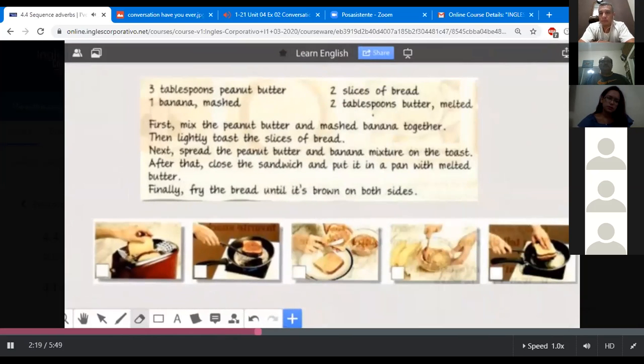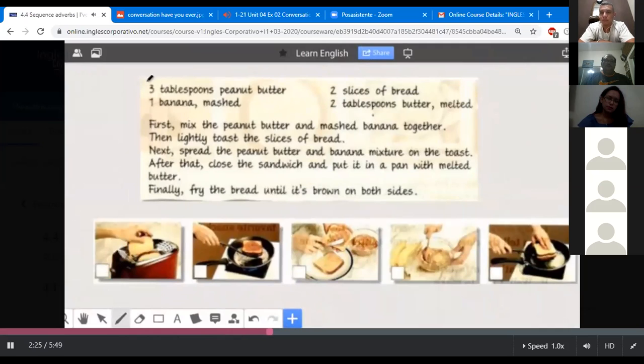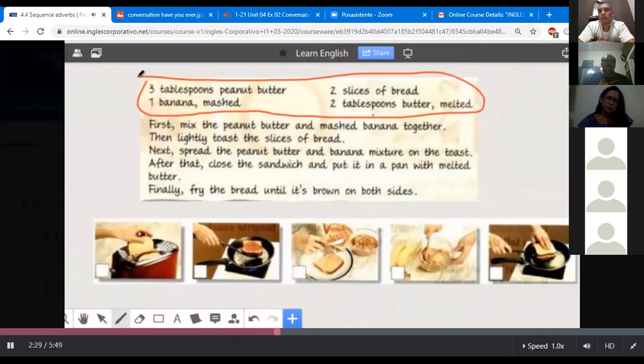Similar to the audio program, in this case, we can see that there is a recipe. So on the top, we see the recipe on a sheet of paper, right? We see 3 tablespoons peanut butter, 1 banana, 2 slices of bread, 2 tablespoons butter, and we want that to be melted. And what we want to do is take this recipe and use sequence adverbs to explain it, right?